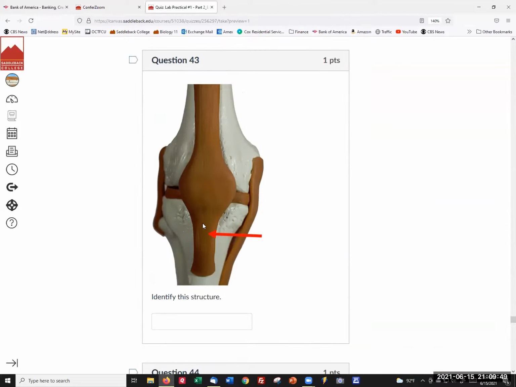Now I want the ligament that attaches bone to bone. It attaches the tibial tuberosity to the patella. What's that? Patellar ligament. Yes, it is.